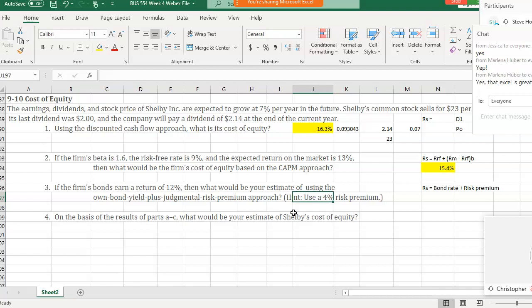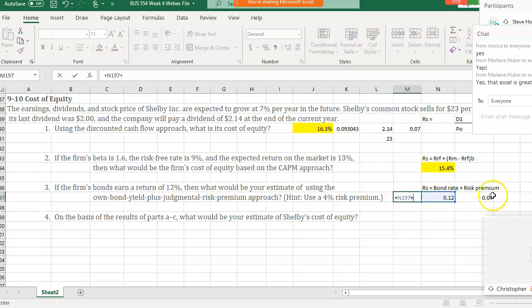Okay, so what they're telling us is the bond yield is 12, and let's just use that 3 to 5% markup. And they just said use the middle range of 3 to 5, which obviously is 4. So the formula in this example is the bond rate, which is the 0.12, plus what we'll call the risk premium of 0.04. So I just add those two together and I get 16%. Okay, I'll convert that to a percent. So now I've got three different answers, 16.3, 15.4, and 16.